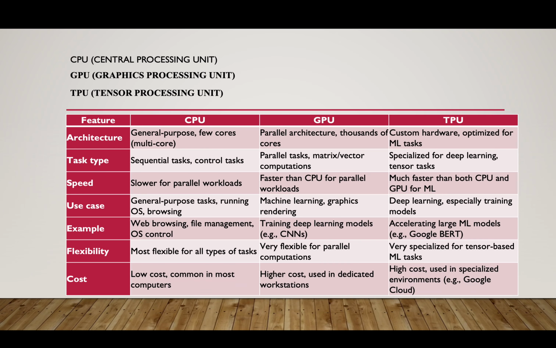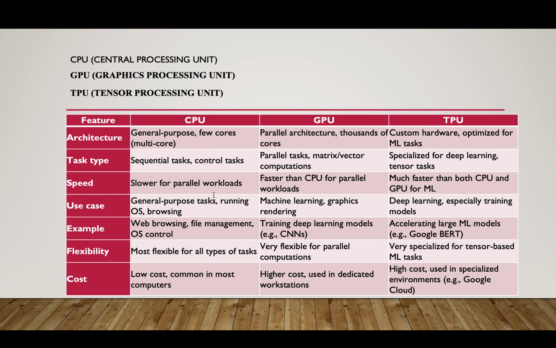Going into detail about CPU, GPU, and TPU, I would be comparing these, typically covering what it is, how it works, and when and why it is used. For all these hardware accelerators, let's start with the central processing unit: what is it?